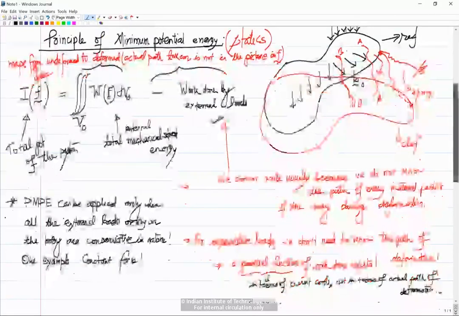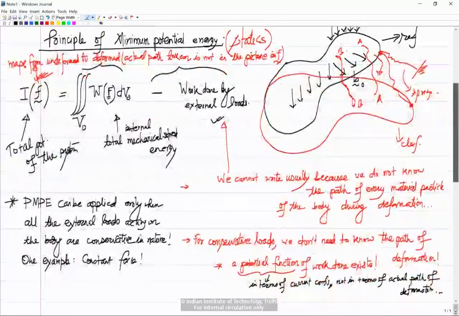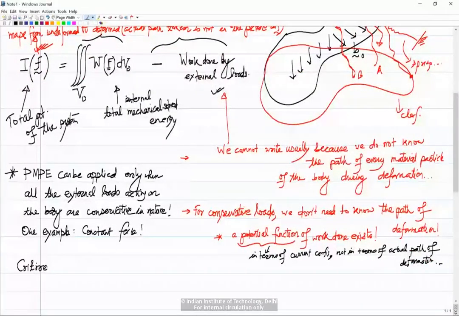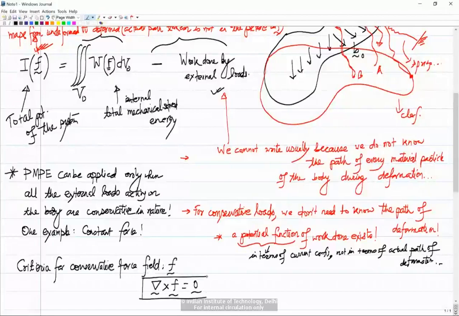And you must have learned in your mechanics that if you know the force field, if force field F is known, so the criteria for conservative field is the following criteria for conservative force field. So you can check it through following criteria. So F is the conservative force field, then its curl must vanish. If this is equal to 0, that means it's a conservative force field.